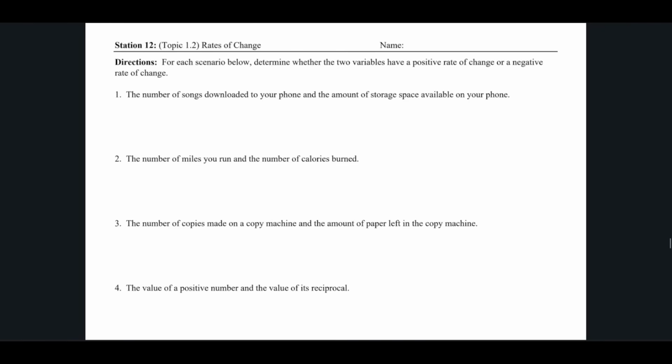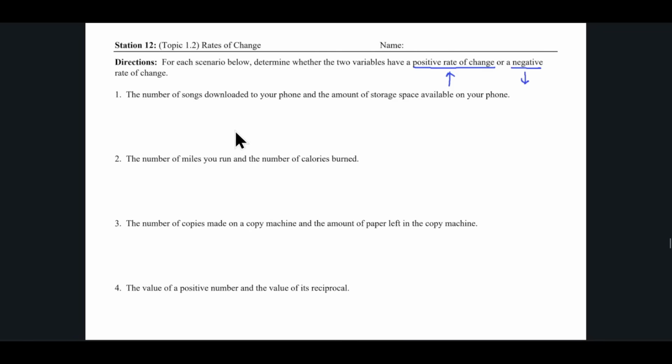All right, over here we are given a couple of word problems, actually real world scenarios, and we need to figure out whether the two variables have a positive ROC or a negative ROC. Positive ROC means the function is increasing in nature, and negative ROC means the function is decreasing in nature.